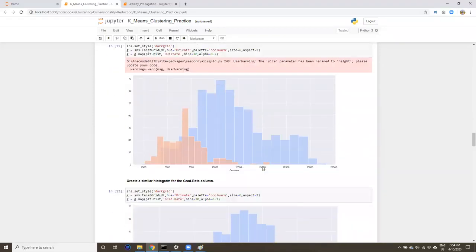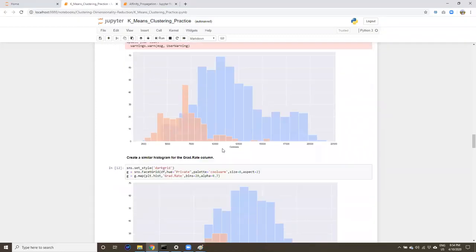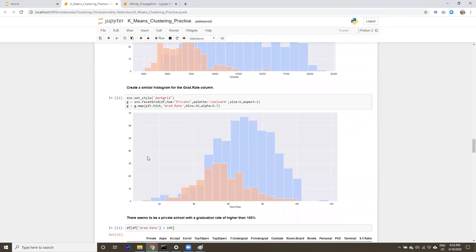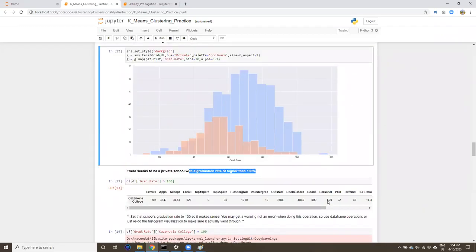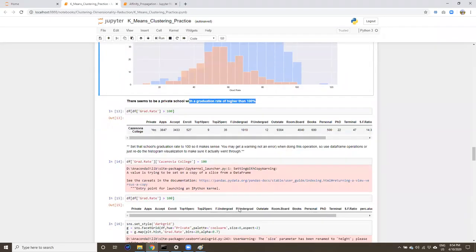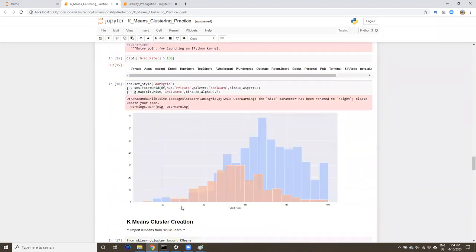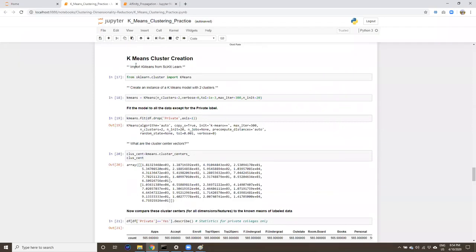And let's go ahead and try to understand. Okay, so here basically what it says is there seems to be a private school with a graduation rate of 100% and more, right? If you see here, that means there is some issue with this data. So you need to clean that data very well. Once we do this kind of basic analysis, then we go ahead and move towards the actual k-means cluster.